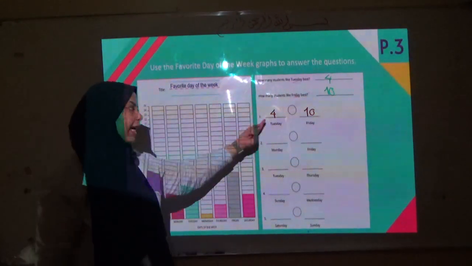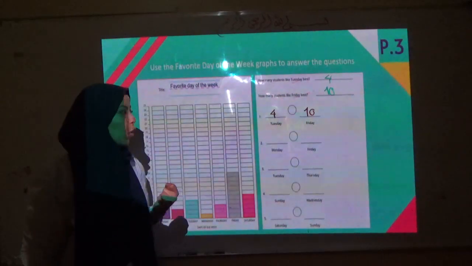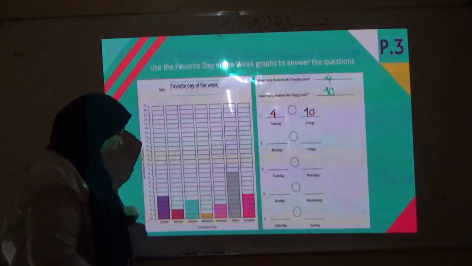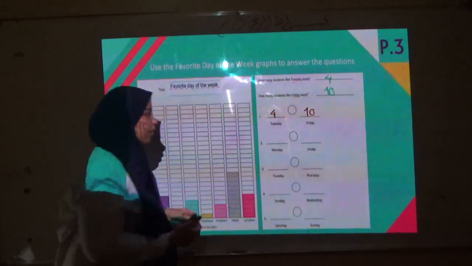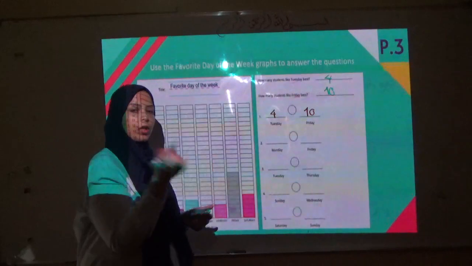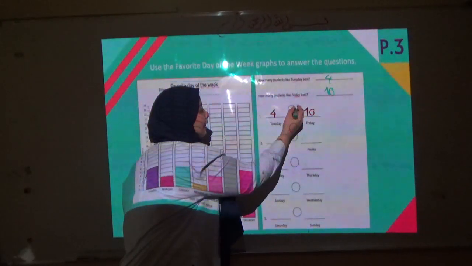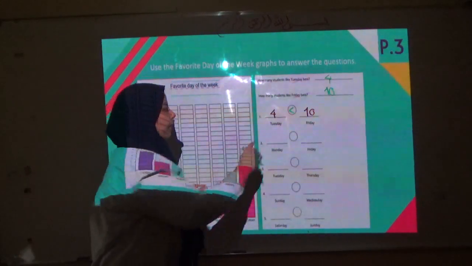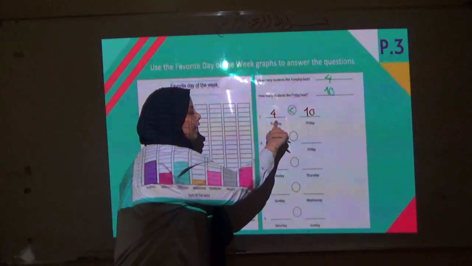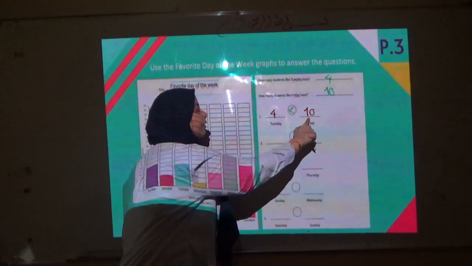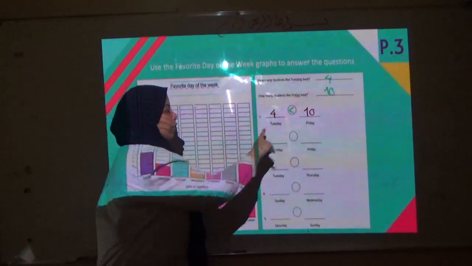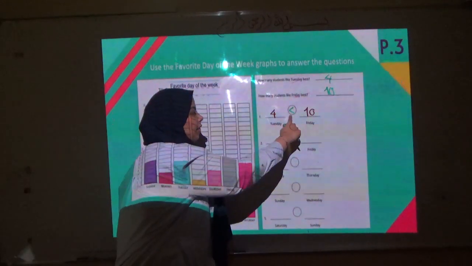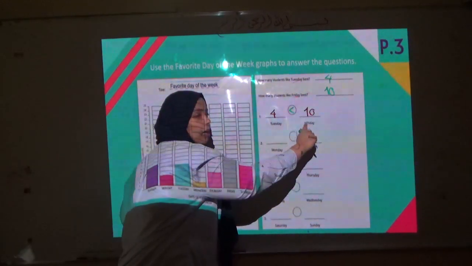I have 4 and 10. Which is the least, 4 or 10? Of course, 4 is the least number, so I will use the less than sign. So when I'm reading the sentence, I will say 4 is less than 10. So the number of students who love Tuesday is less than the number of students who love Friday.